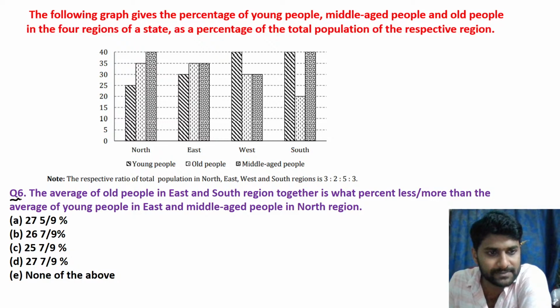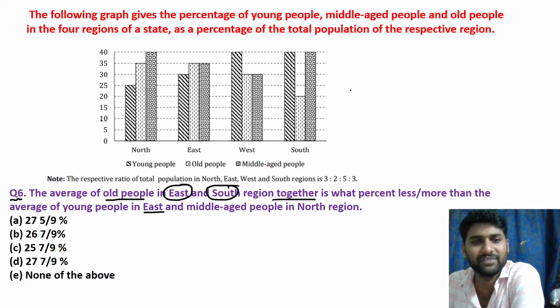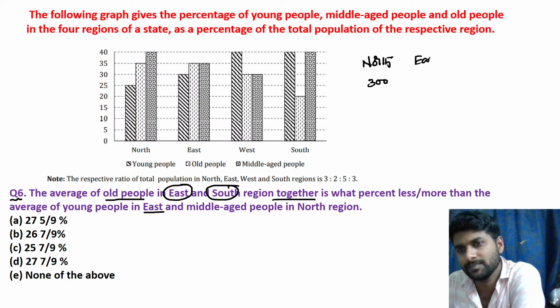Question number 6. The average of old people in East and South region together is what percentage less or more than the average of young people in East and middle-aged people in North region. Now see, again we have to assume a value. Here for North, I just assume 300 members. In East, it's 200. Why am I assuming a multiple of 100?